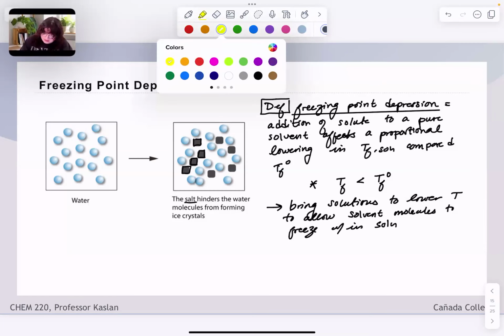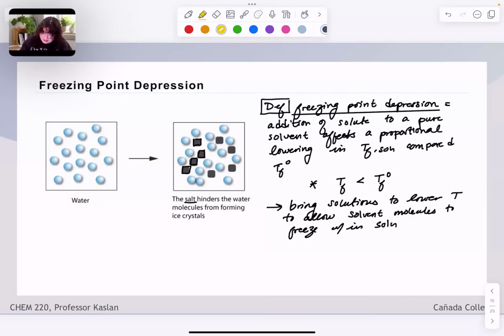Now, what does this mean for us in terms of the actual math? How do we quantify this proportionality? The proportionality is structurally and mathematically the exact same as we saw with our boiling point elevation. So our equation for freezing point depression would say that the change in the freezing point is equal to the negative of the freezing constant of your solute times the van 't Hoff factor of your solute times the molality of your solute.